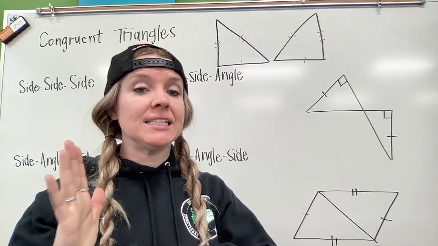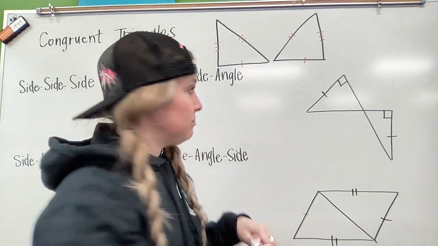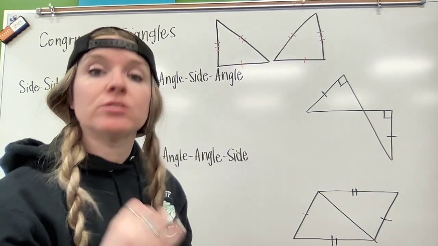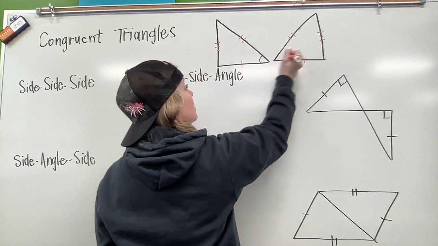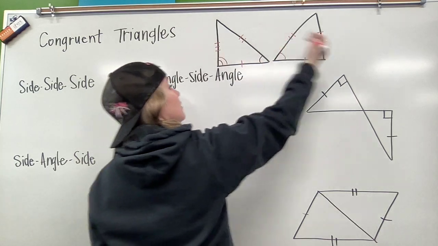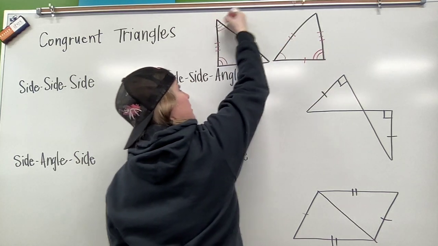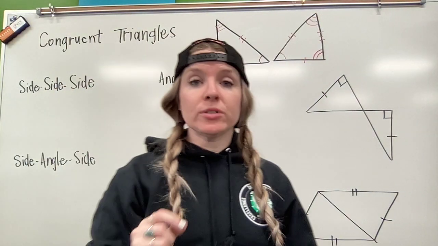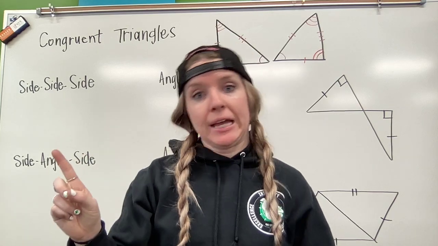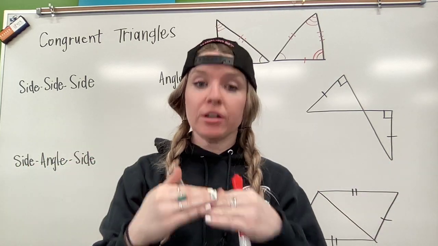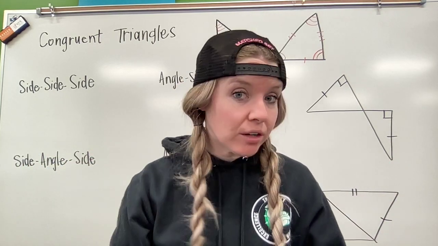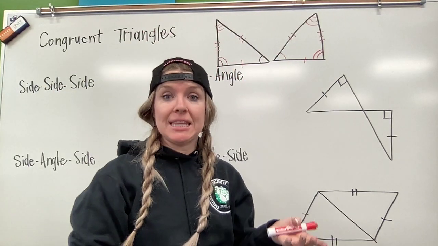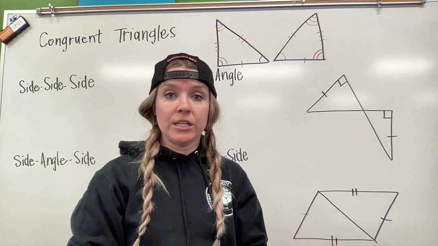So corresponding sides means the side is in the same position, okay? We also have to know all three corresponding angles are congruent. So these angles would be congruent, these angles, and these angles. So once I know that all three sides and all three angles from triangle A to triangle B are congruent to each other, I now know that those triangles are congruent. The hard part is that's a lot of information that is needed. That is 12 different pieces of knowledge.